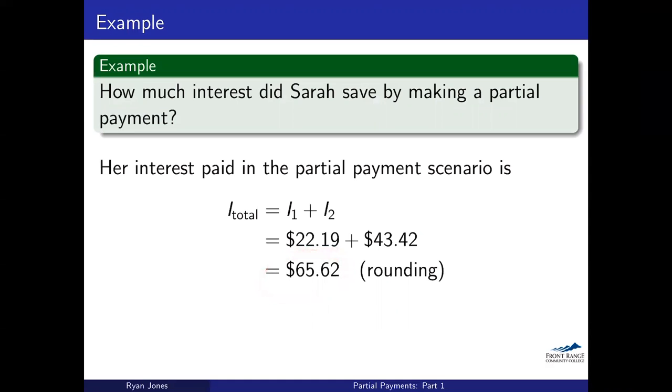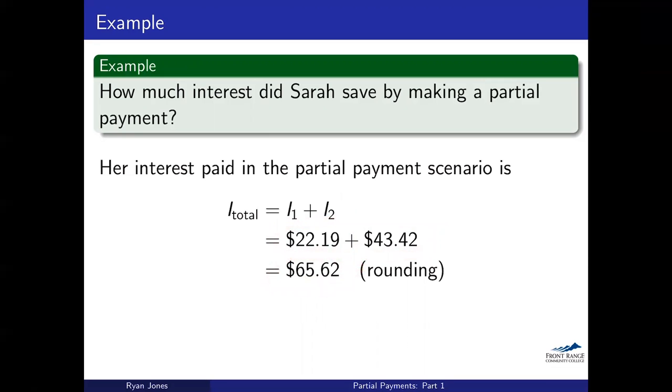And again, I'm doing some rounding here. In my math, I kept all of the decimals in each of these, and so that sort of affected this final answer. Again, don't worry if you're off by a cent or two, that's fine. I'm not going to be nitpicky about that. But we've got this interest that accrues right here, $65.62. And that's how much interest she paid. In reality, she made a partial payment, and so her interest was split up into these two sections, and that's how much interest she paid.